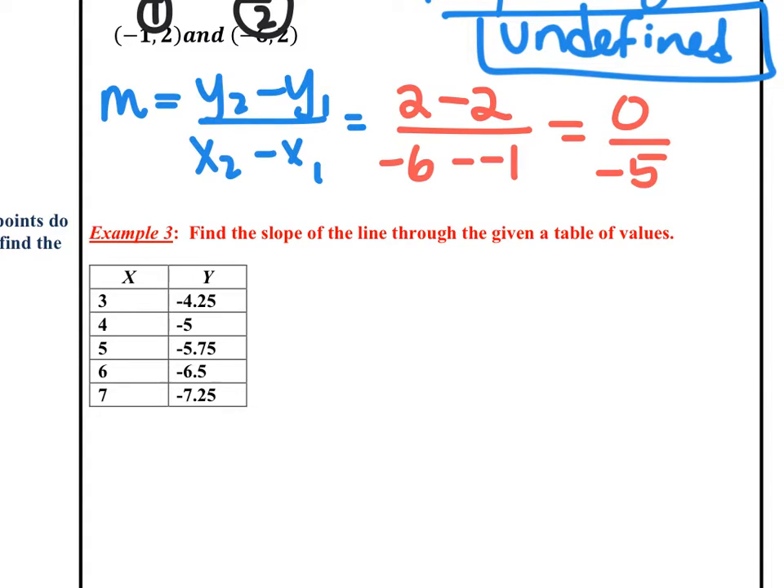What's your final answer going to be? Undefined. Not undefined. What's 0 divided by anything? 0. Equals 0 is your final answer. Not undefined. 0.